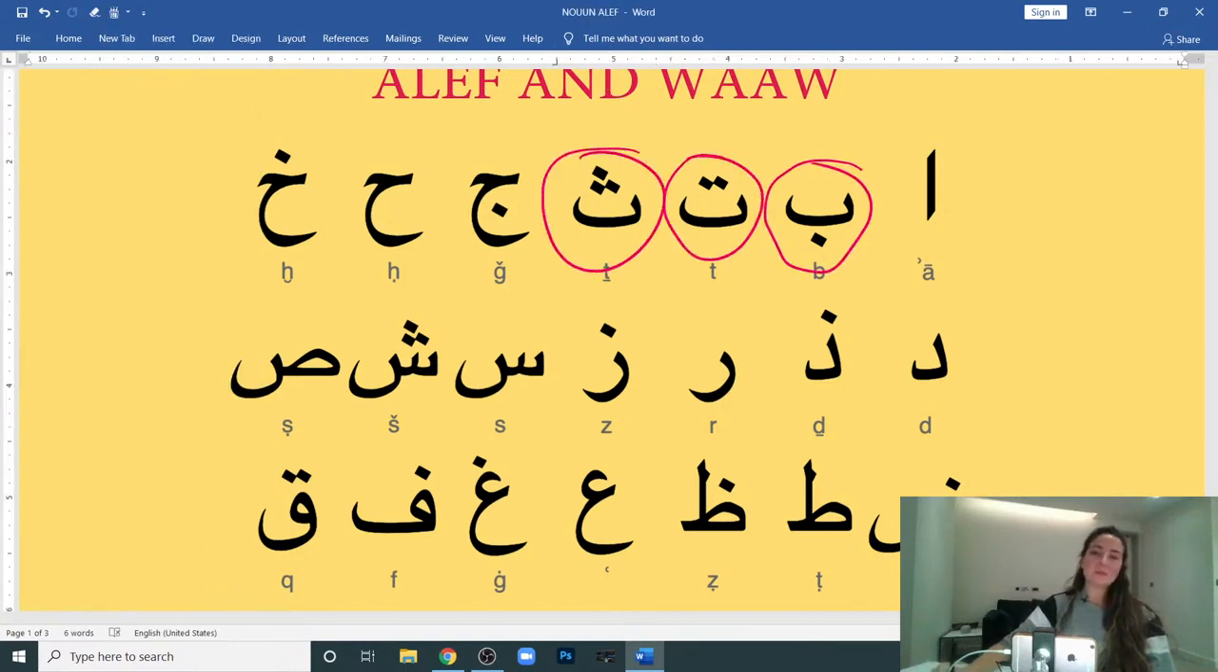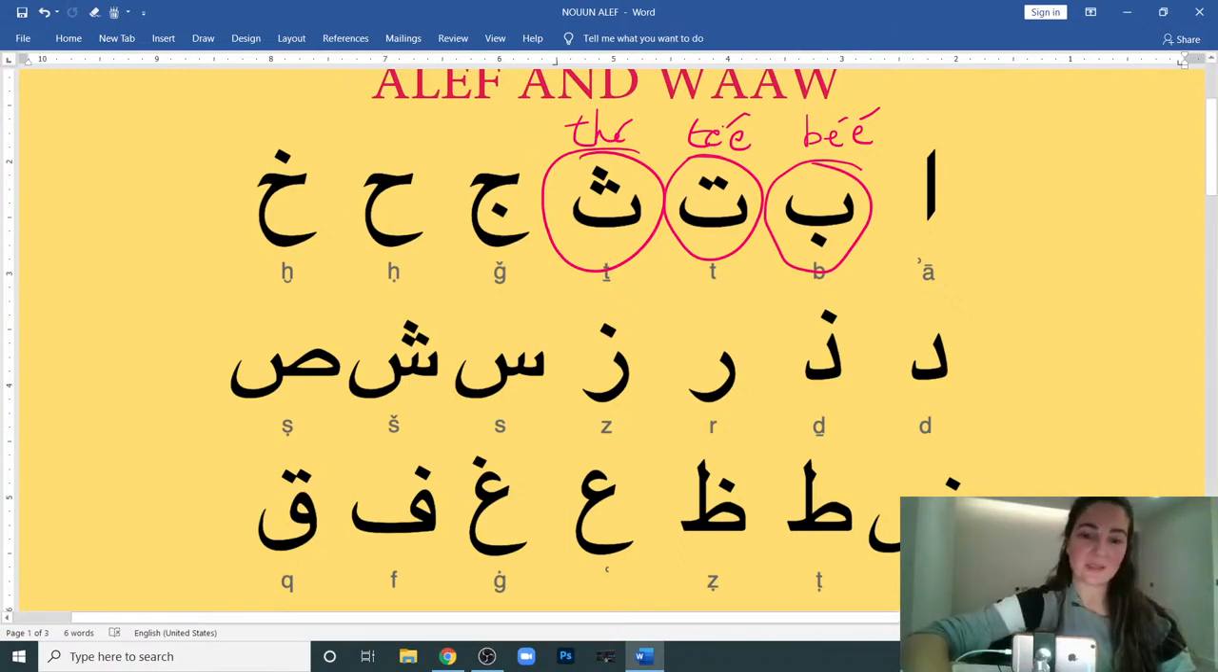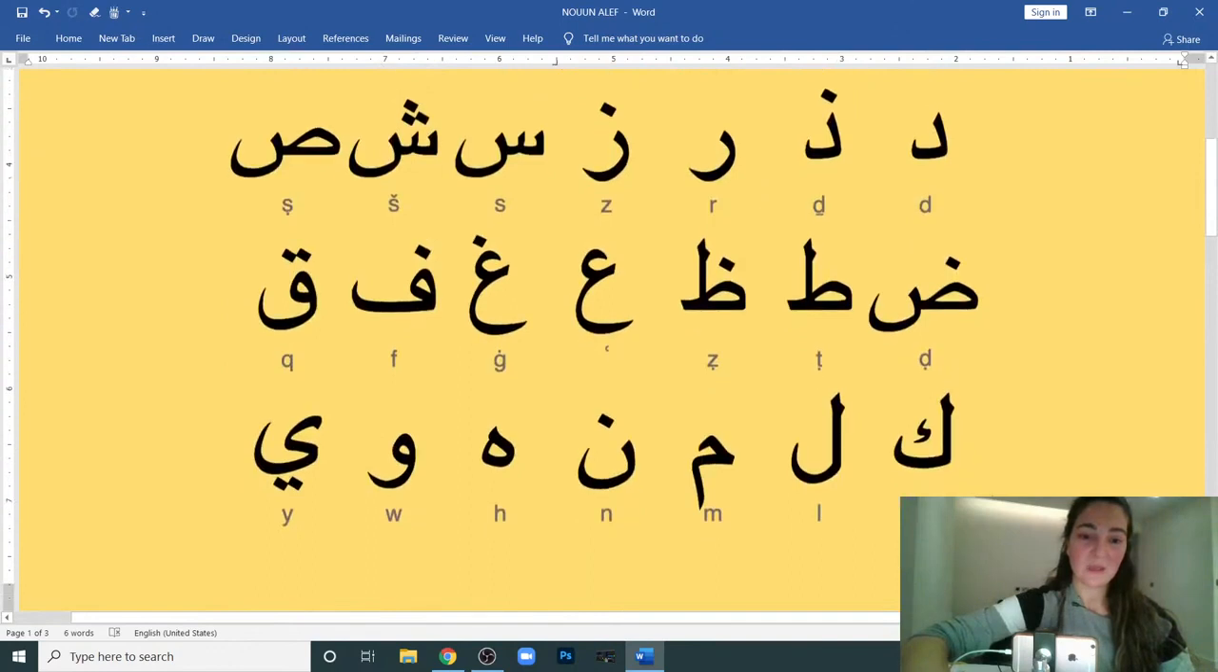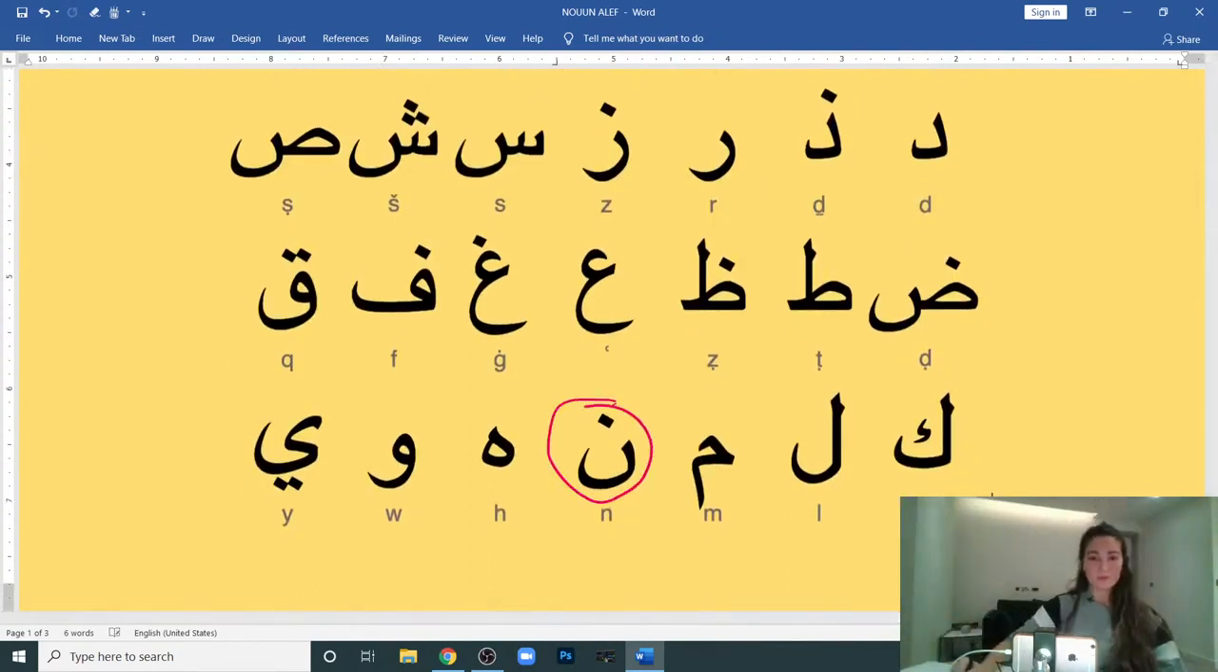Yalla. So last time we did the letters ba, ta, and tha. Okay? In Lebanese, you can pronounce it be, te, and the. We also did noon and ya, or in Lebanese, again, you can pronounce it as noon and ye. These are the ones. So you should be very good at these letters to be able to continue with this lesson. Otherwise, don't do it. As I said, go back, do the previous lessons, and then come back to here.